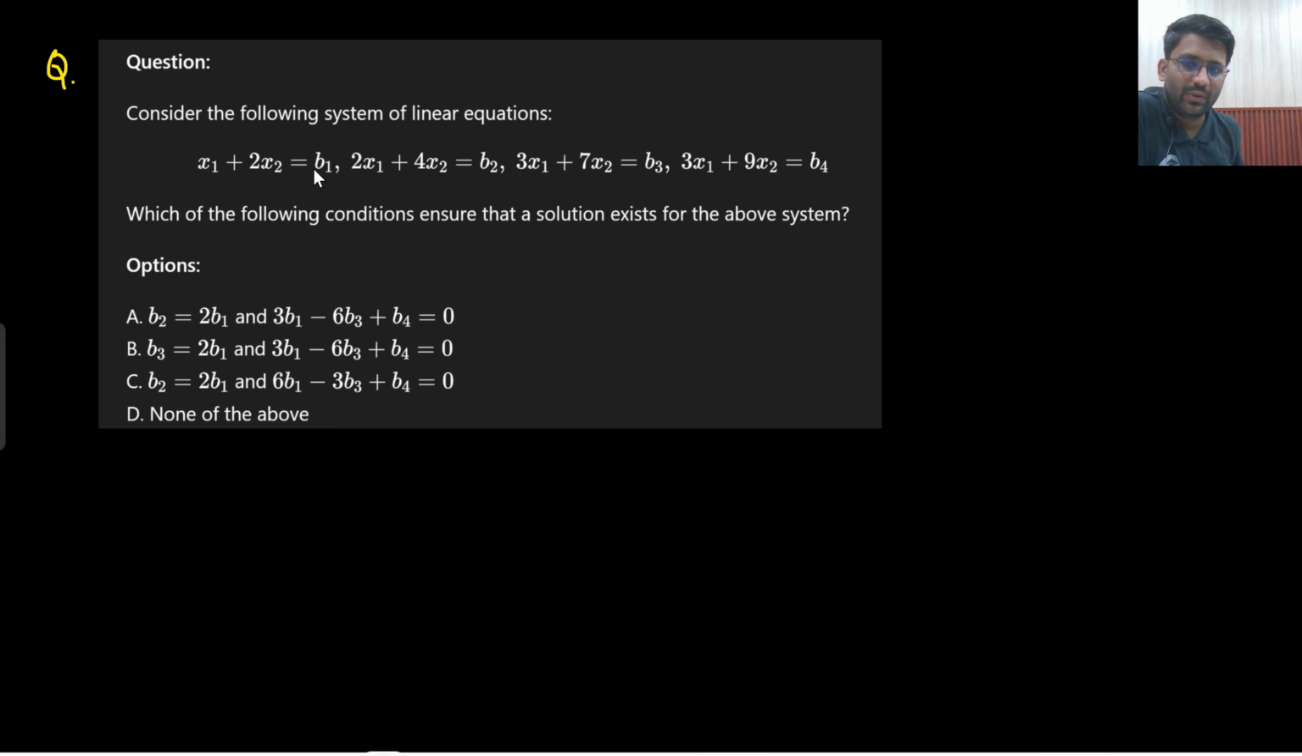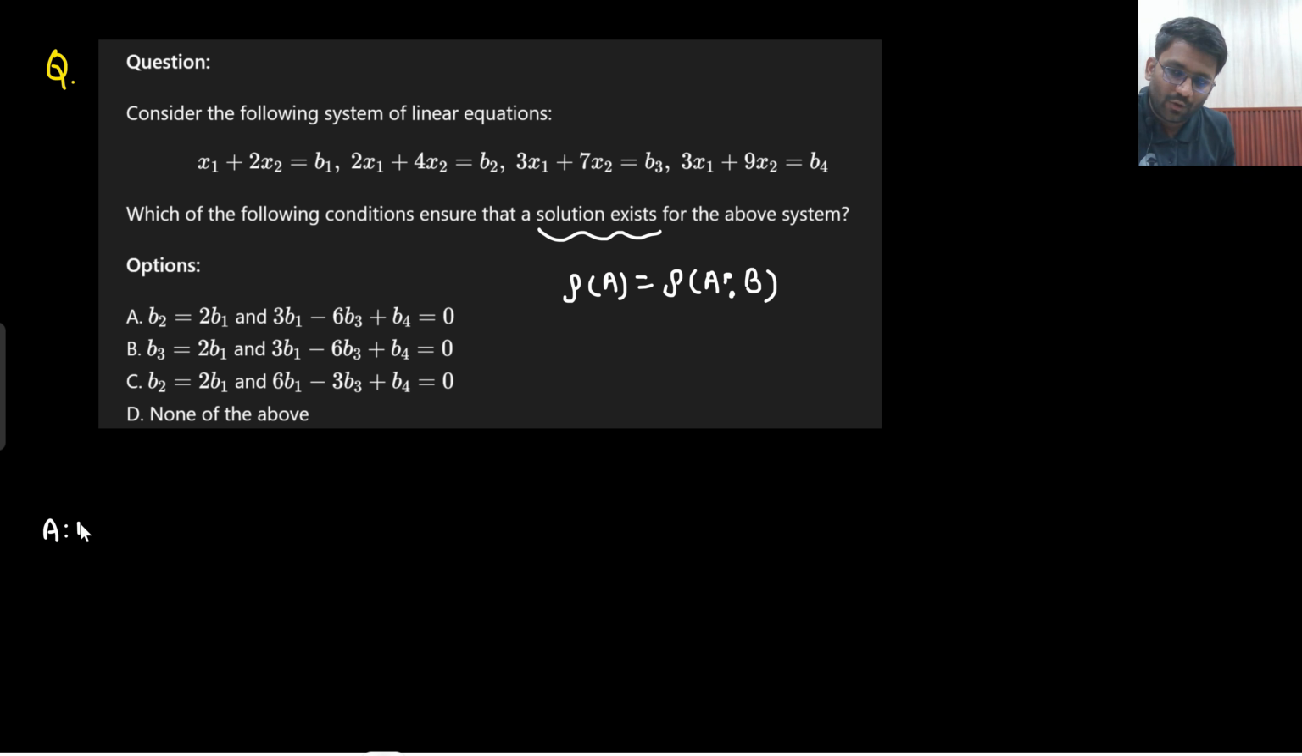x1 plus 2x2 equals B1, 2x1 plus 4x2 equals B2. Solution exists. What does that mean? This is what we need to write down. Solution exists. It could be a unique solution or it could be an infinite solution. We don't care about it. We just care about this thing: the rank of A should be equal to the rank of A augmented B.